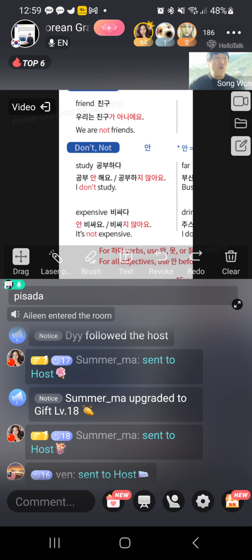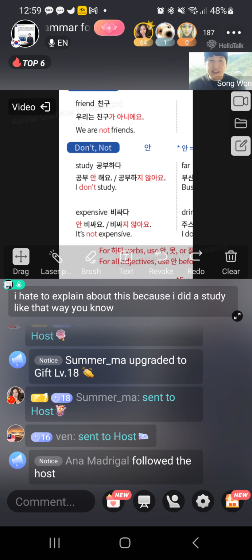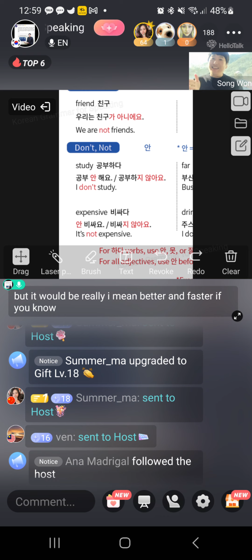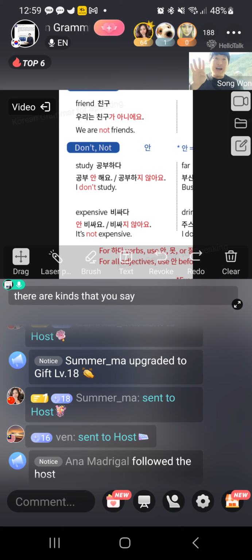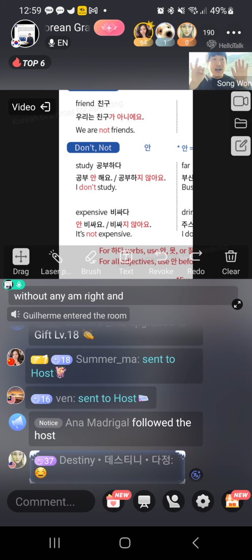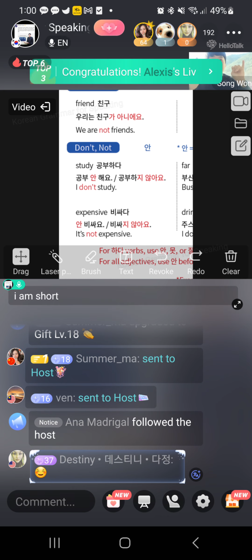비싸다, expensive. What are adjectives and what are verbs? I hate to explain about this because I didn't study like that way, but it would be really better and faster if you know. So think about in English. There are times that you say, I go, I study, I speak without any am, right? And there's this time when you say, I am tall, I am smart, I am short, I am fat.